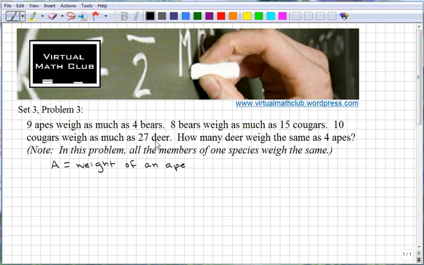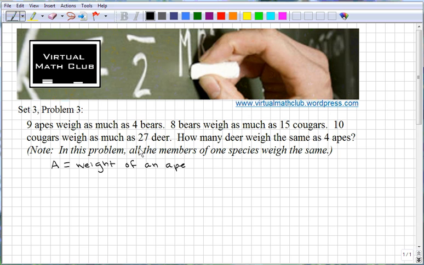Okay, so once you have your variables defined, then you can convert these statements to equations. Basically this is saying 9 times the weight of an ape is equal to the weight of 4 bears. So you can write this as 9A equals 4B. So 9 times the weight of an ape is equal to 4 times the weight of a bear. Once you have some equations set up, take a look at them and try to combine them in some way. Alright, so that's my hint. Probably more of a hint than I should give you, but start with that.